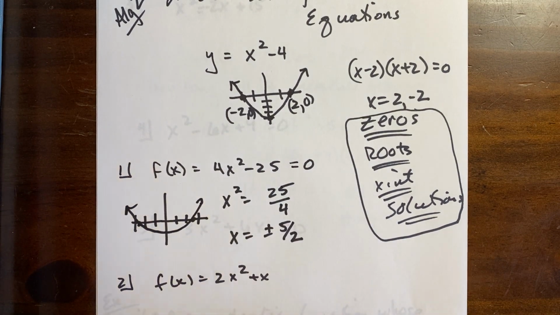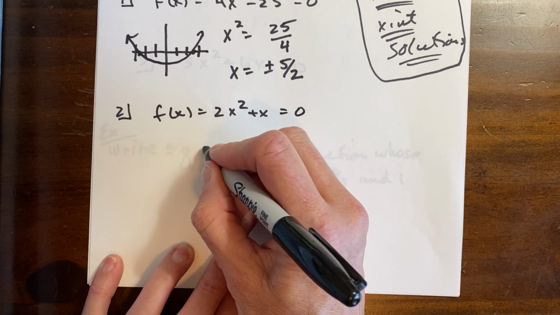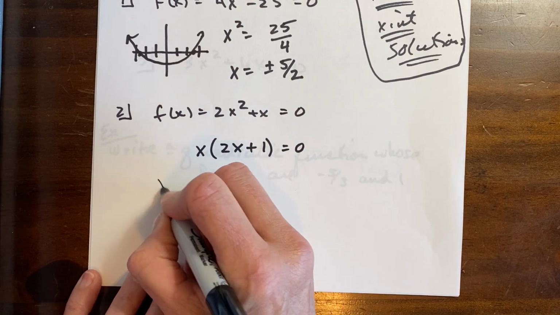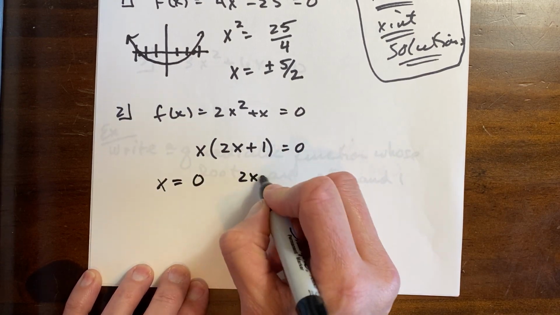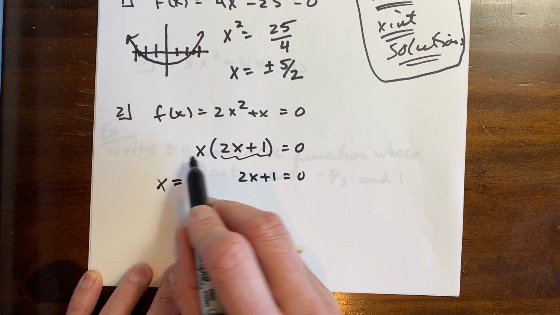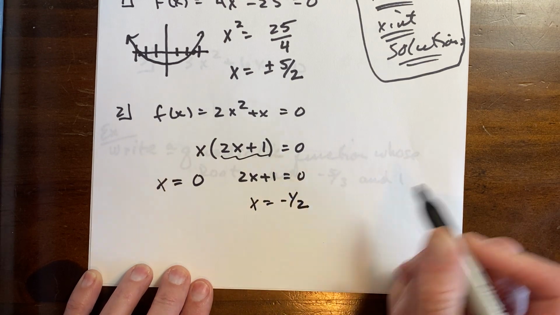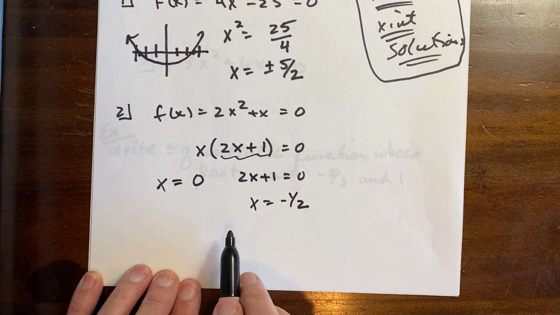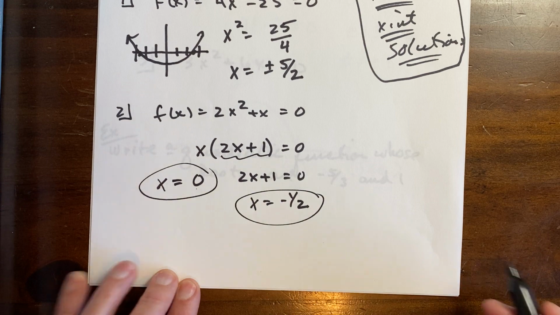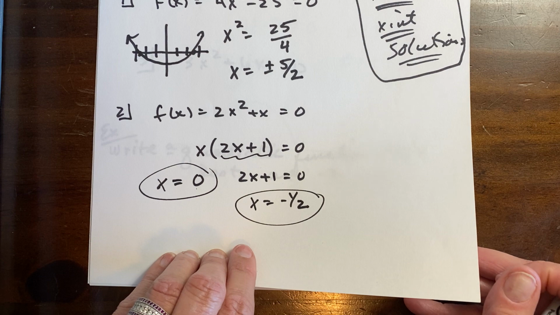All right, let's look at the next one. Where is this function equal to 0? Always begin by factoring out the greatest common factor. Then remember, you're setting each factor equal to 0, because if this factor equals 0, the whole thing equals 0. If this factor equals 0, the whole thing equals 0. Now I solve for x. When x is 0, the function is 0. When x is negative 1/2, the function is 0. So those are my two solutions, my two roots, my two x-intercepts to this quadratic.